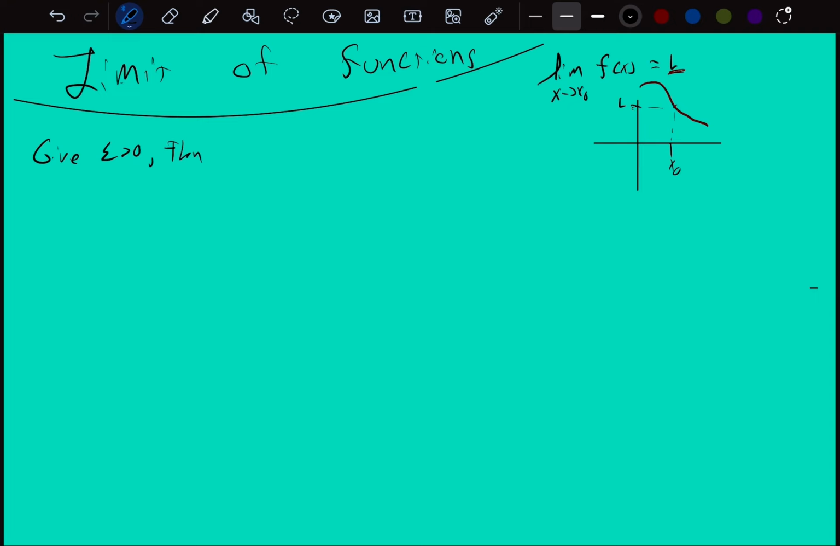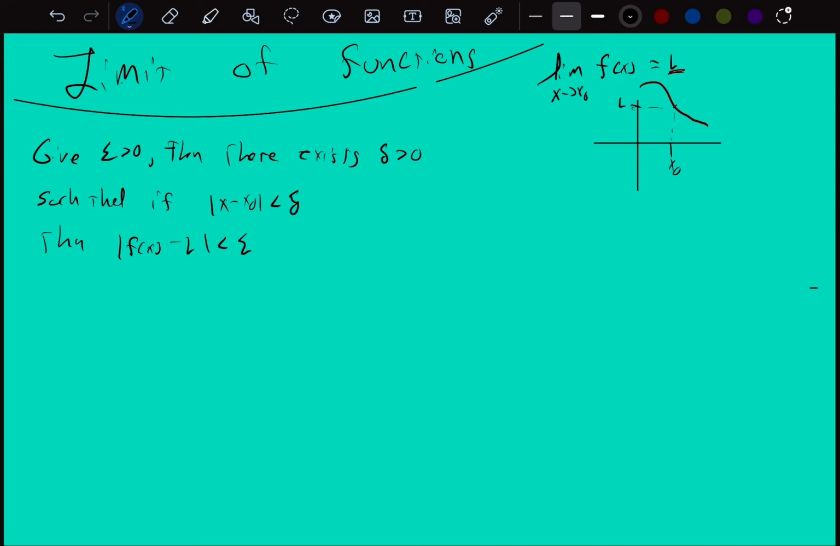Then there exists a delta greater than 0 such that if |x minus x naught| is less than delta, that's just how far away from x naught, then |f of x minus L| is less than epsilon. Boom, done. Easy. Okay, sweet. I'm done. See you tomorrow.